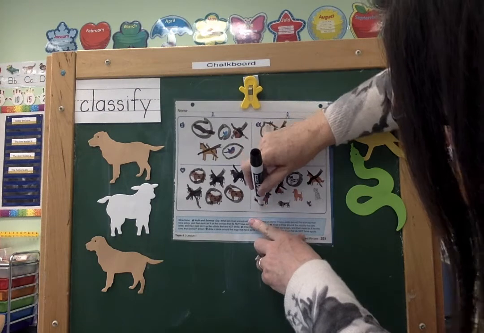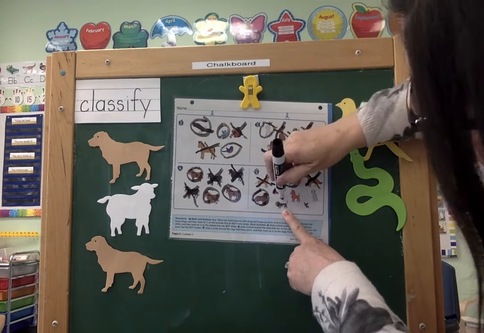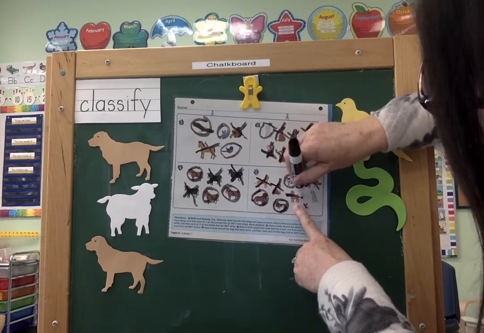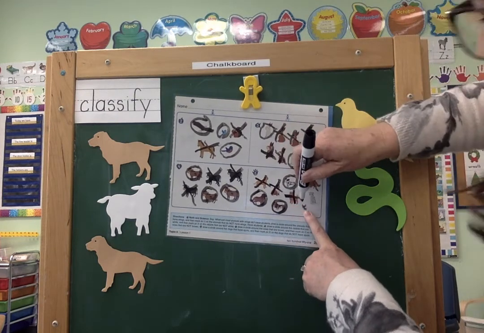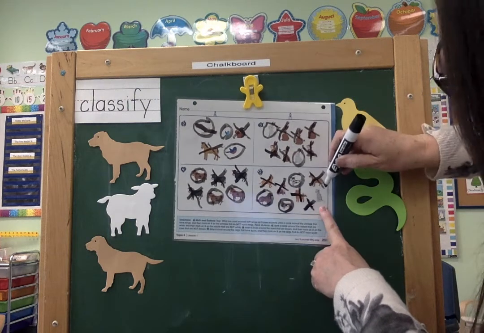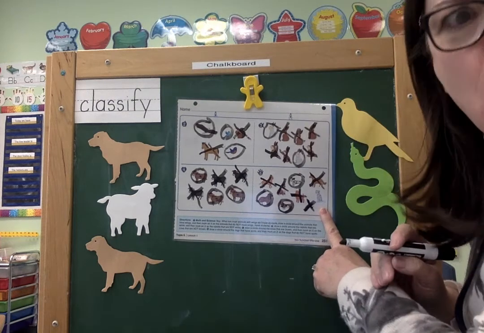So we're going to circle that one right there. What about this one? Does it have spots? I would say so. Does that one? No spots there. What about the little Chihuahua at the bottom? No spots there. The Dalmatian has a ton of spots.